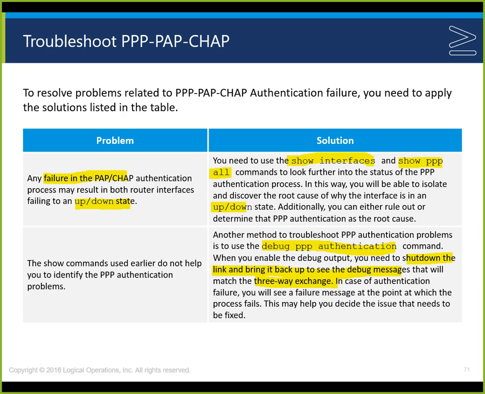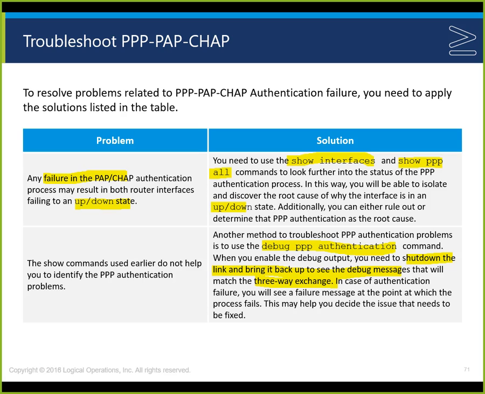If we're using point-to-point protocol, it has to be configured at both ends. The Cisco default on a serial interface is HDLC, and all HDLCs are proprietary. Everybody's got their own, so they don't really cross over the way you would expect something like Ethernet to do. The show commands used earlier do not help you identify the authentication problems.